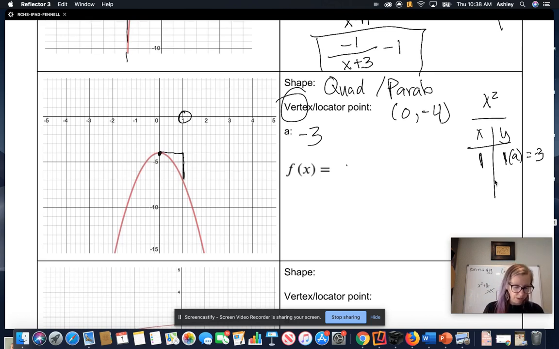All right, so we know we're going to have a times (x minus h) squared plus k. H in this case is 0. I do not need it. So this is just going to be -3 times x squared and then minus 4. And that is the equation of your quadratic that we graphed there.